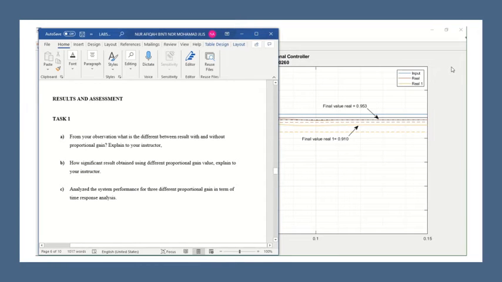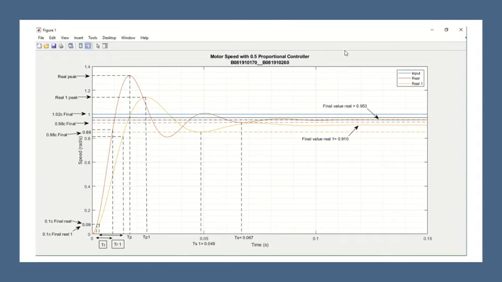So I have got my question for result and assessment, task 1. From your observation, what is the difference between result with and without proportional gain? So all I can say is that the graph with gain peaks higher than the one without. This is because what I have seen is when we use the smallest gain, the response will be higher than the original peak.